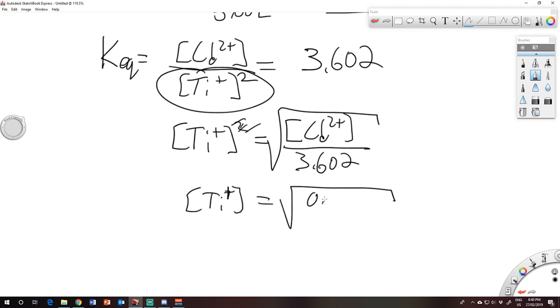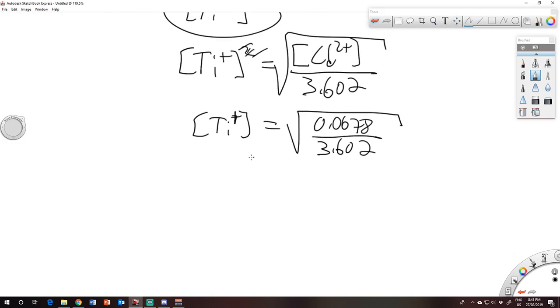0.0678 divided by 3.602 equals, let's see, square root of 0.0678 divided by 3.602 is 0.137 molar. Right.